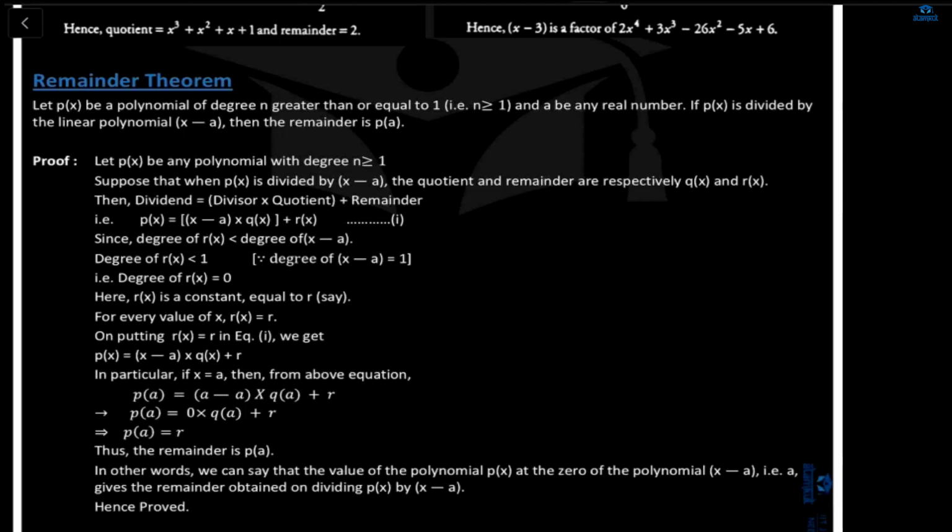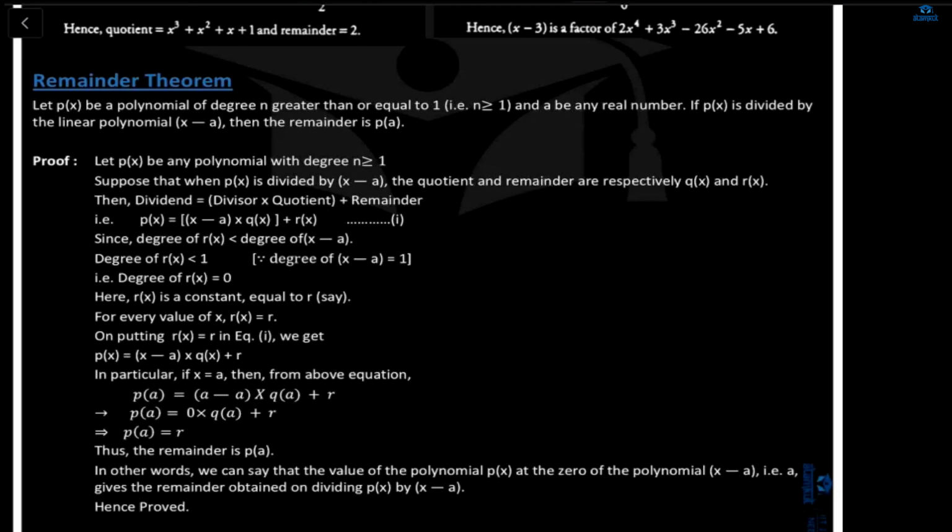If the value of n is less than 1, that means it is a constant polynomial, so we are not going to take any constant polynomial here. So our polynomial px has degree n greater than or equal to 1, and a is any real number. If px is divided by a linear polynomial x minus a, then the remainder is pa. Have you understood the statement? If you divide a polynomial px by any linear polynomial x minus a, then the remainder will be pa.